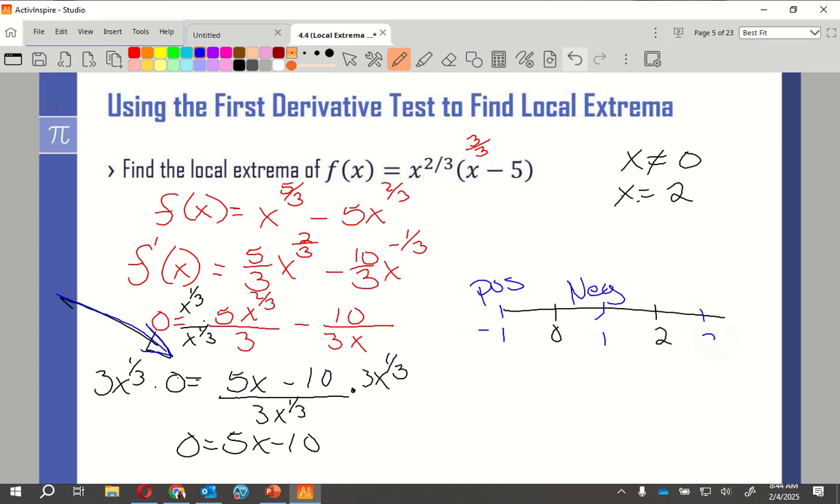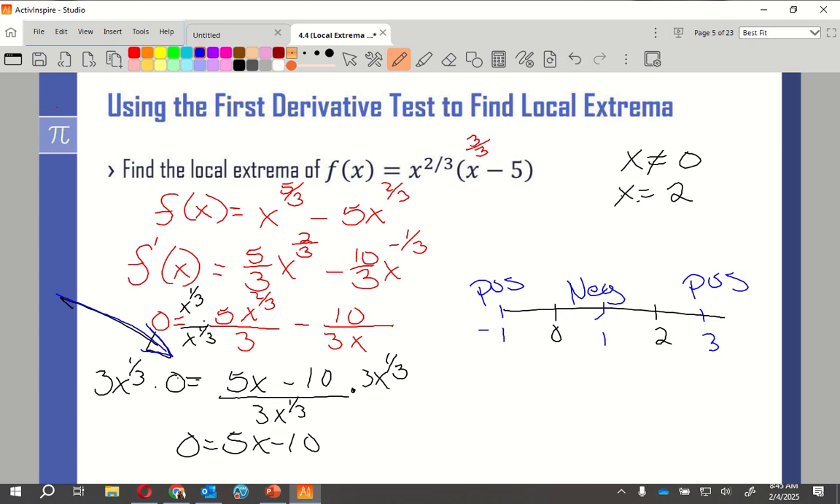And I'm going to pick 3, because why not? Cube root of 3 is still cube root of 3, right? So is that a positive or a negative? It's still going to be a positive. So in the bottom, still going to be a positive. And 5 times 3 is 15. 15 minus 10 is 5. That's a positive. So positive over positive is going to give me a positive over here.